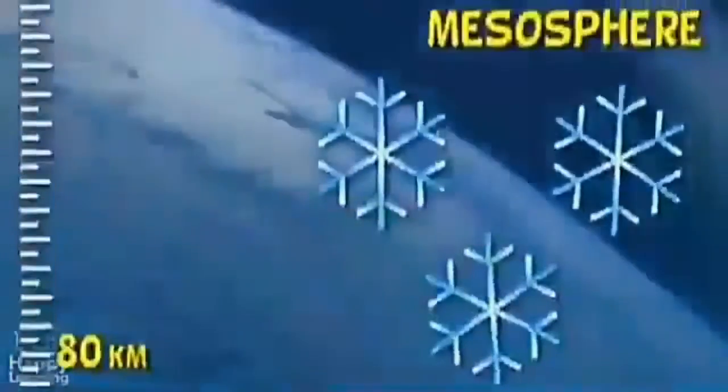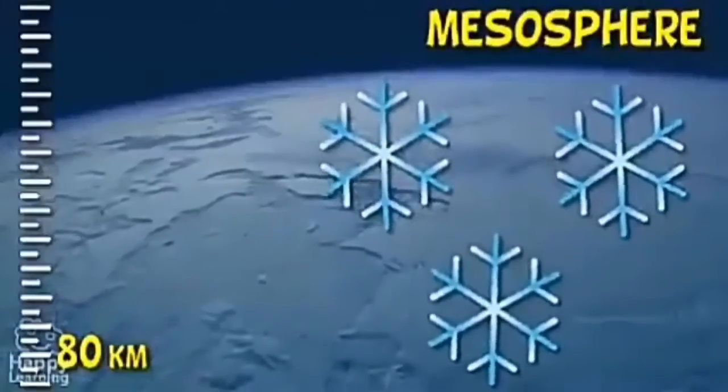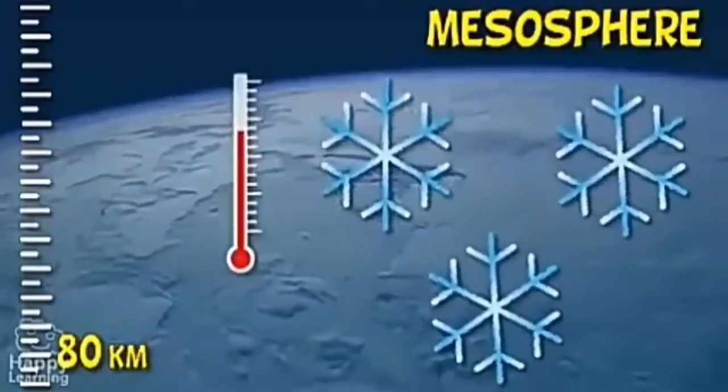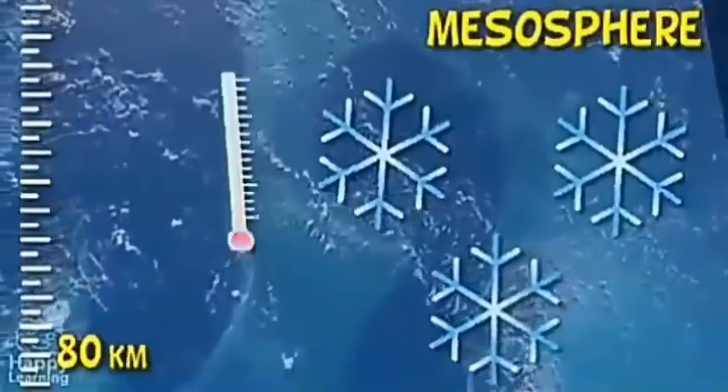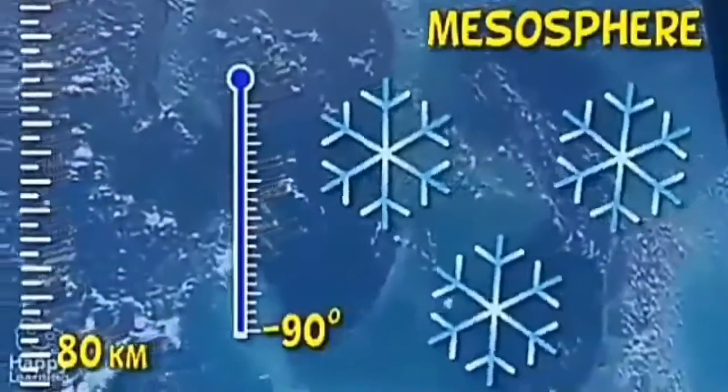The Mesosphere is situated between 50 and 80 kilometers over the Earth's surface. It's the coldest layer in the atmosphere. It can reach less than 90 degrees below zero. It's so cold!